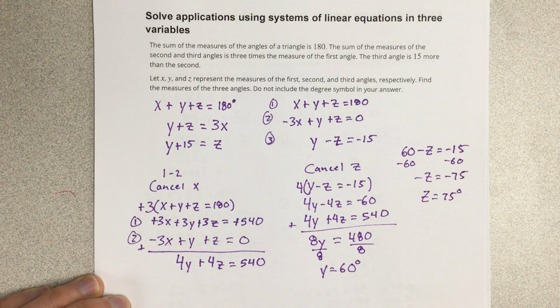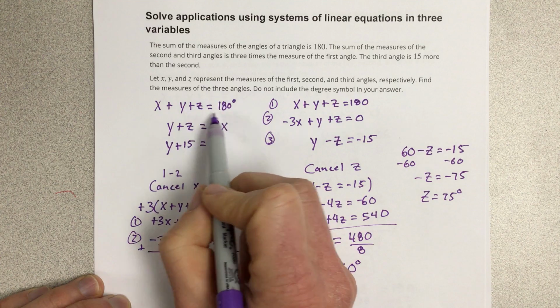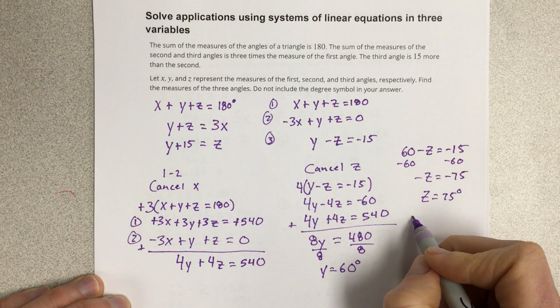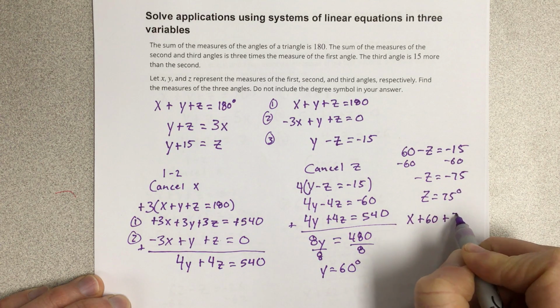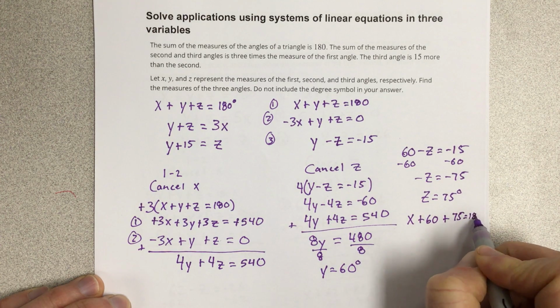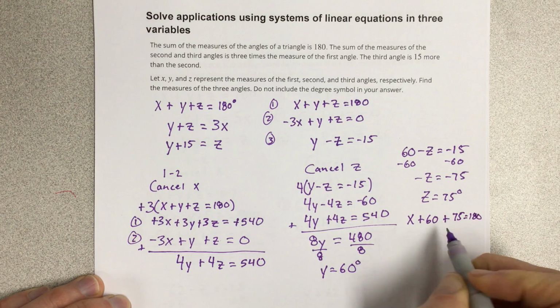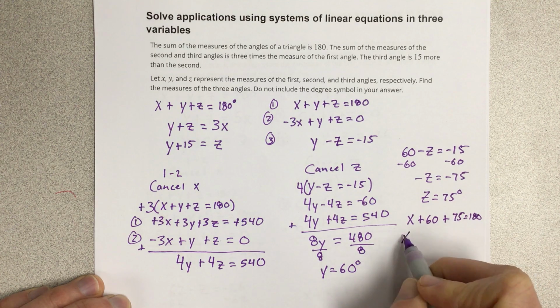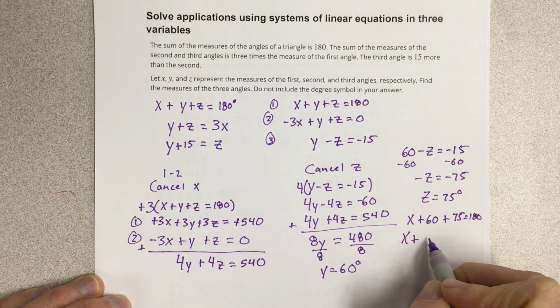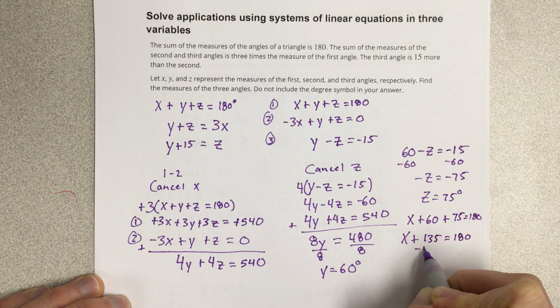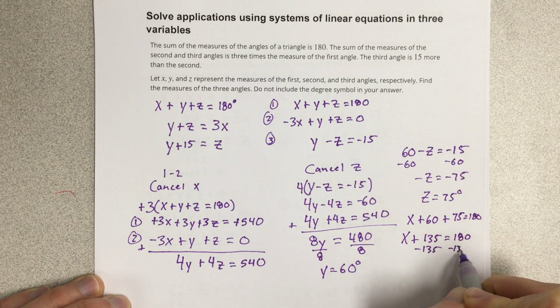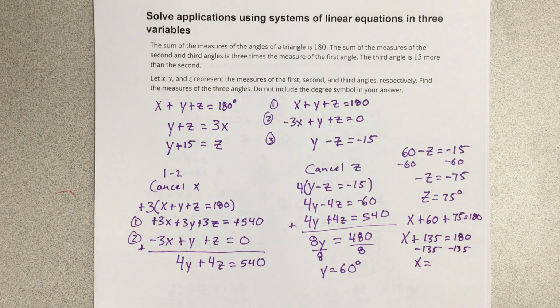If I want to find x, I'm just going to take our x plus y plus z equals 180 piece. I'll write that over here. So I'll say x plus y, which is 60, plus z, which is 75, equals 180. And then we'll subtract, actually let's combine these together. X plus 135 equals 180. Subtract 135 on each side. And x is going to equal 45.